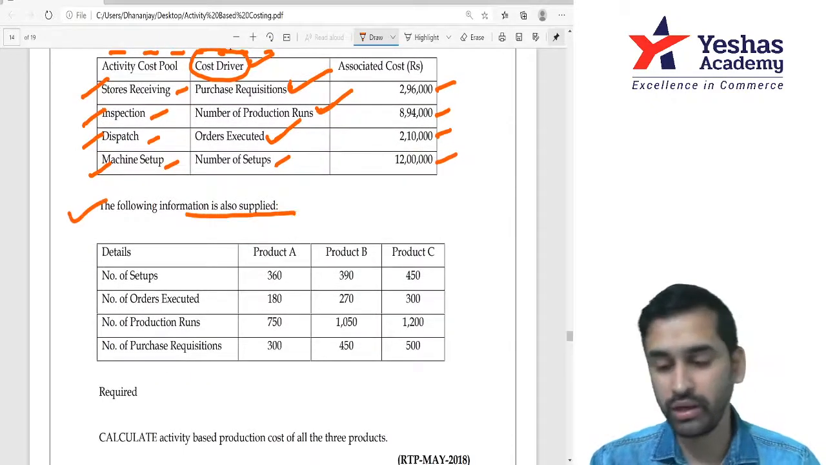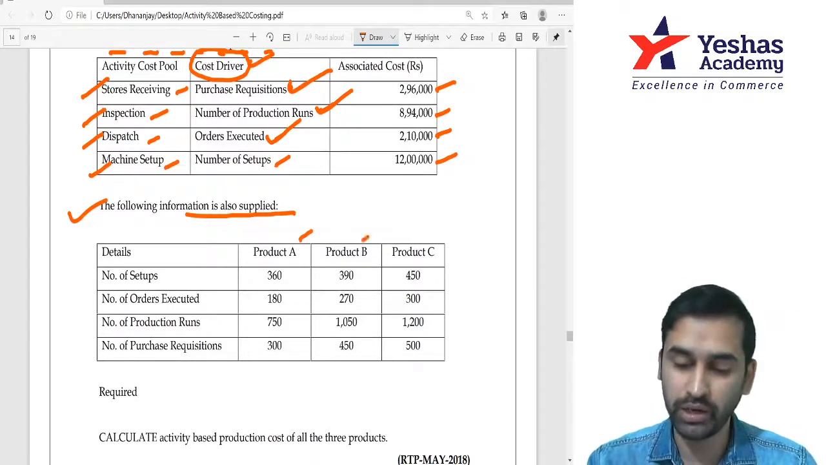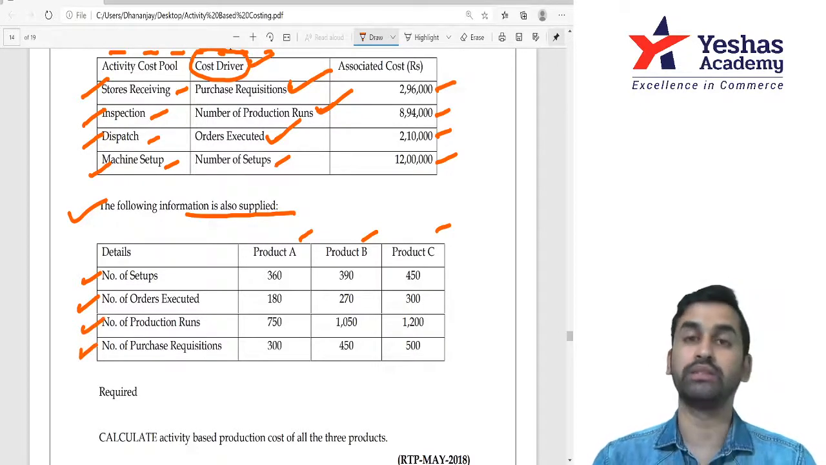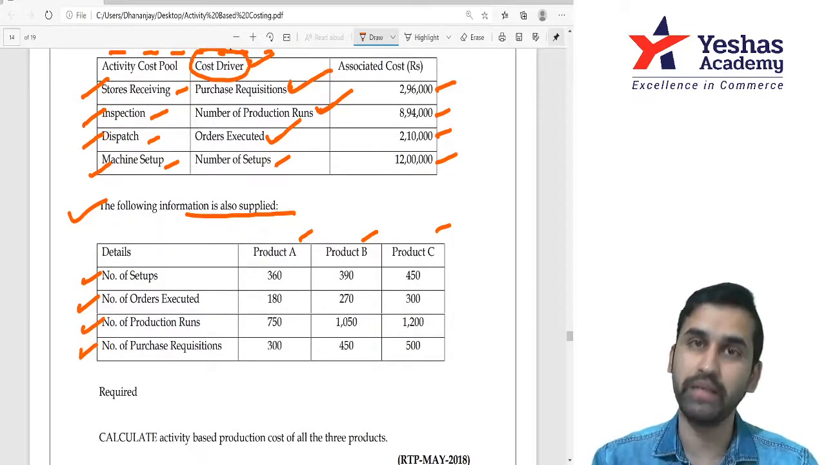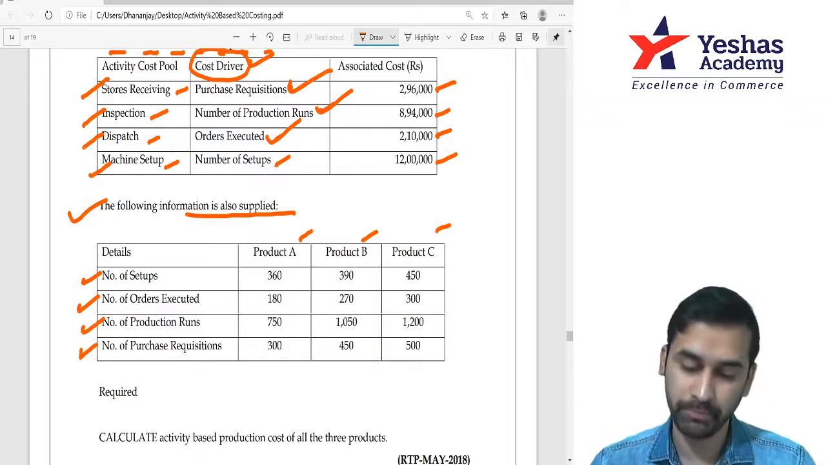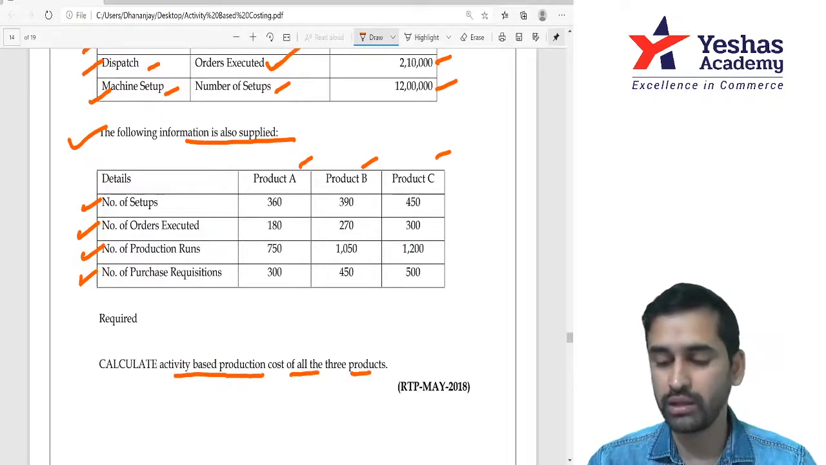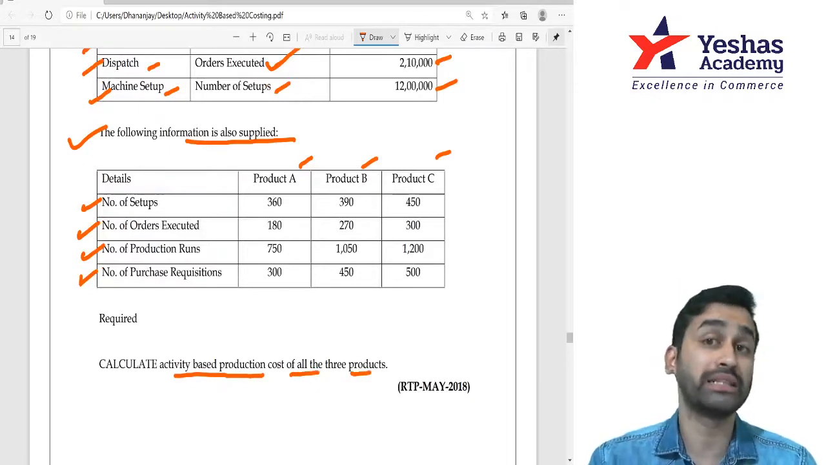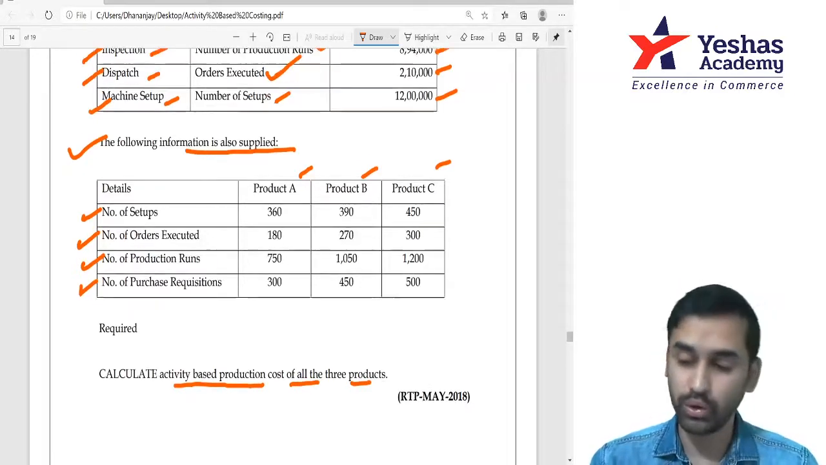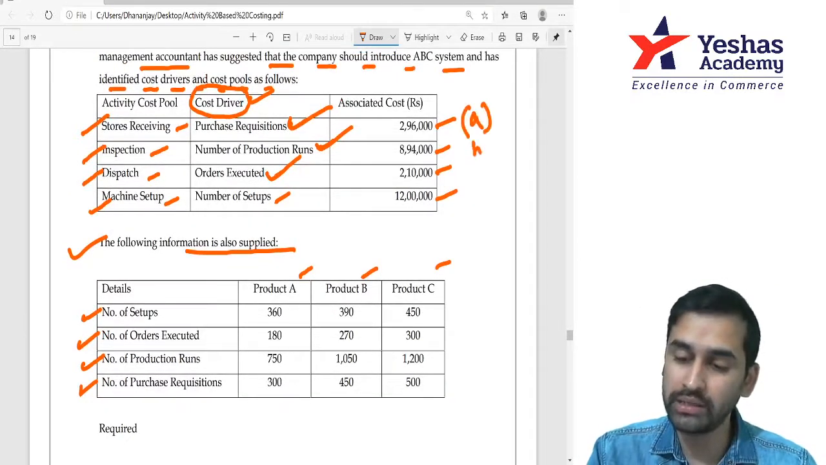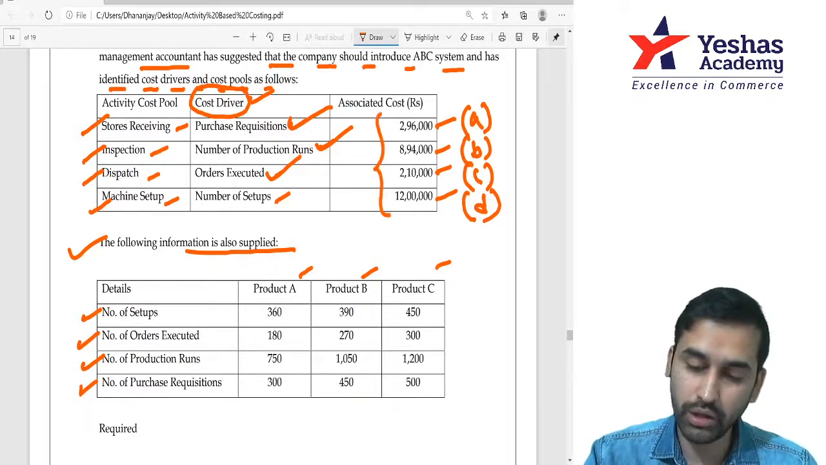Third table, the following information is also supplied to you. Products A, B, C, number of setups, number of orders executed, number of runs and number of purchase requisitions. Everything is properly given. This is the easiest question if you ask me. You are required to calculate the activity based production cost of all 3 products. They did not ask for LHR based. How to do it? First you will have to do working notes. In that you will calculate the ABC rate for all of this. What will you do? This is all your numerator.